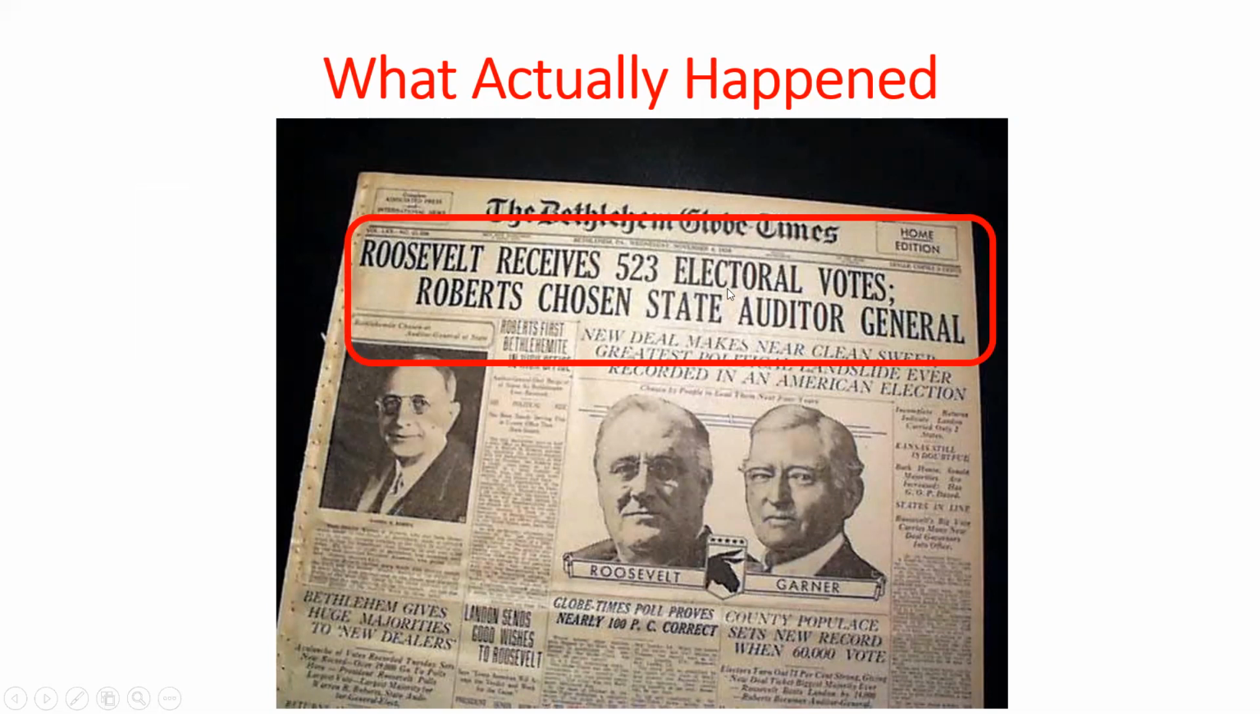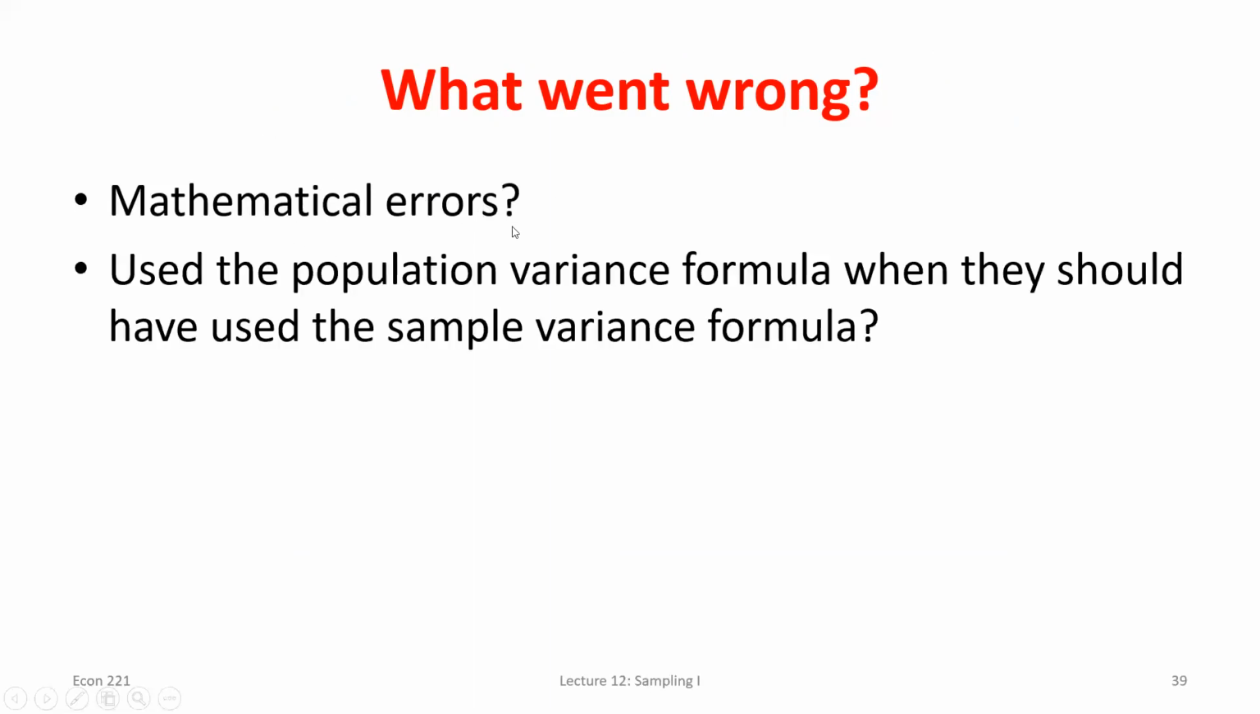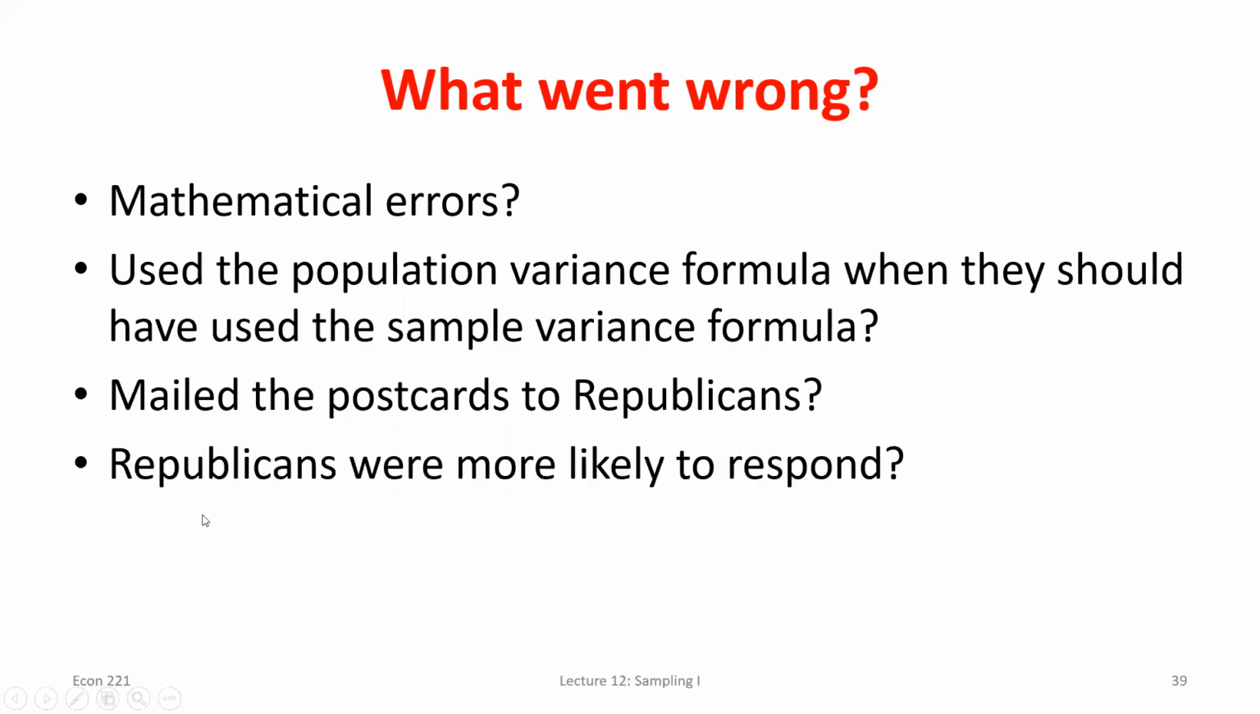So how did this poll, this sample, get it so wrong? They were so far off of the population mean of who people were going to vote for. Let's think about how they actually sent these surveys out. Were they stupid? Did they make math errors? Did they use the wrong formula, population versus sample variance? No. But did they only mail these surveys to Republicans? Because if you only mailed them to Republicans, and that was Alf Landon's party, then it's going to look like Landon is going to win. If Republicans were just more likely to respond, then your sample is going to make it look like he wins.